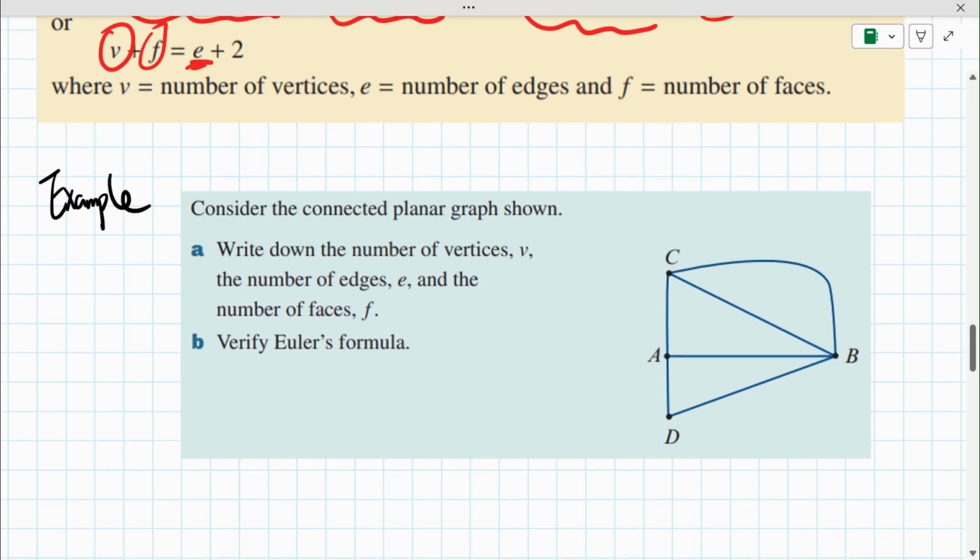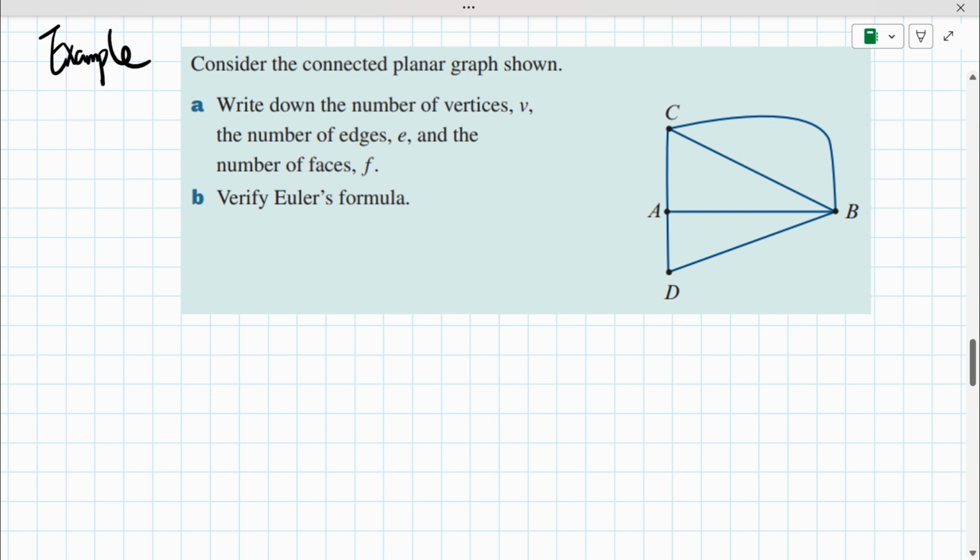Let's try the examples. We're going to write down the number of vertices, number of edges and number of faces. Let's have a look. Imagine this is our planar graph. There's no crossing, which is fantastic. First we find the vertices. The vertices are A, B, C, and D, so we have 4 vertices. Now we do edges.